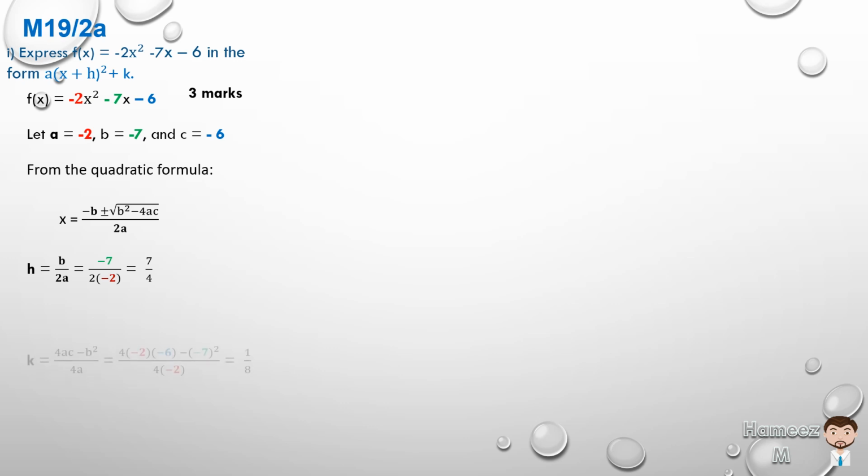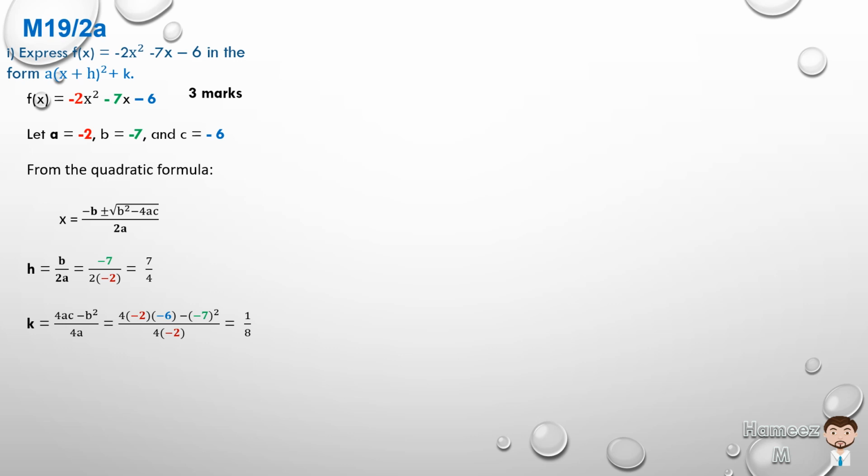And for k, that is equal to whatever is in the square root sign reversed. So that will be 4ac minus b squared all over 4a. And if we substitute, 4 times what was a, that was in red, that's minus 2, times c, which is in blue, that's minus 6, minus 7 squared, all over 4 times minus 2. So the numerator is 4 2s are 8, 8 6s are 48, plus 48 minus 7 squared is 49. 48 minus 49 is minus 1, and the denominator is 4 times minus 2 is minus 8. So minus 1 over minus 8 is equal to 1/8.